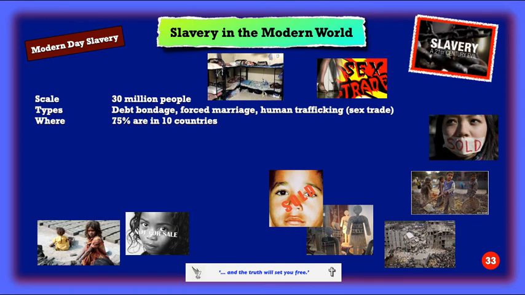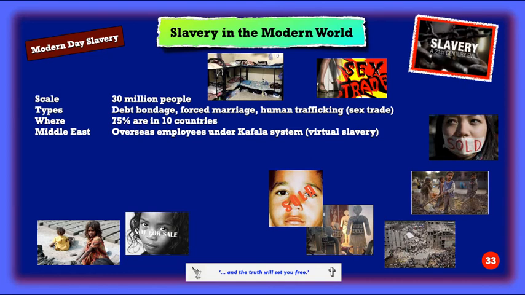75% is from the 10 countries I've shown as at 2014. If we look at the Middle East, for example, they've got a kafala system where foreigners come in to work on building sites, for example. The employers take away their passports. They then work long days in high temperatures, often with inadequate food and water, and they can't escape because they've got no passport.